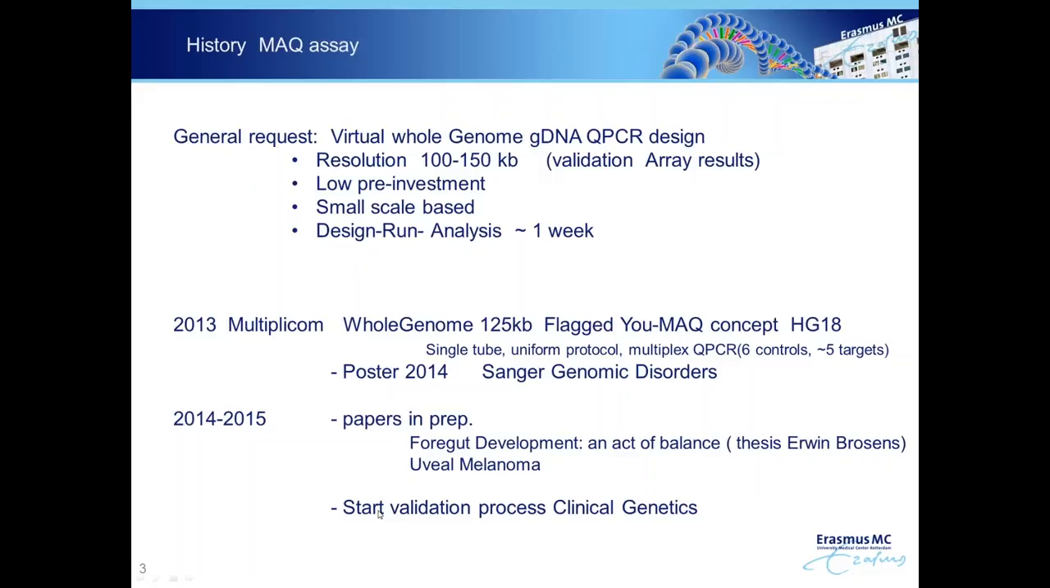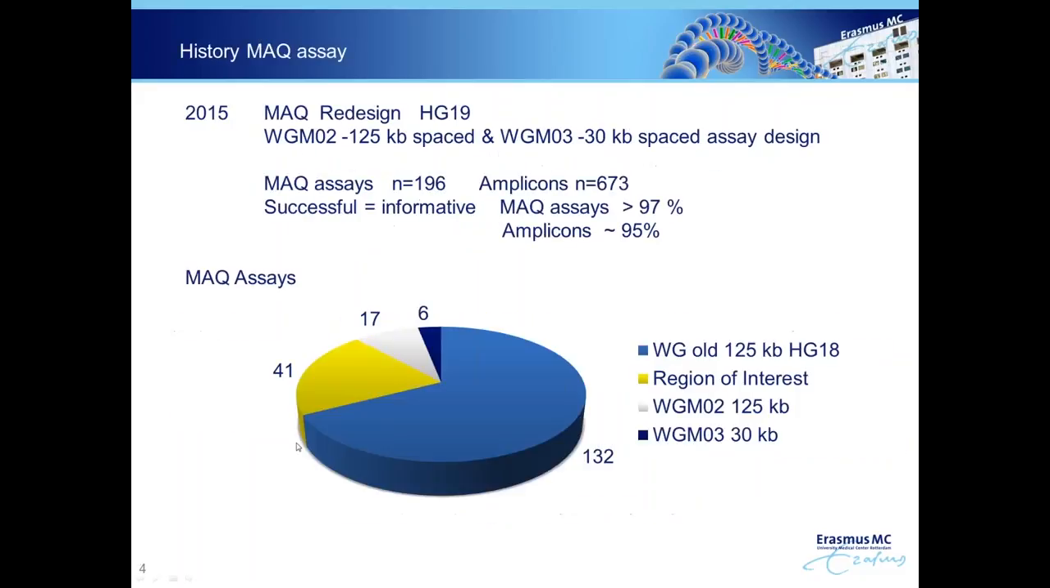In 2014, there was also a start of the validation process in clinical genetics. Of course, one of the requirements is an objective primer design and a standard protocol, so there was a need for change. In 2015, when arrays were improved and NGS copy number came into the workspace, we challenged, and in collaboration a 30 KB spaced build 19 version of the MAQ was launched, and that's the current state. There we also made the integration together with Multiplicom and Biodiscovery into their software.